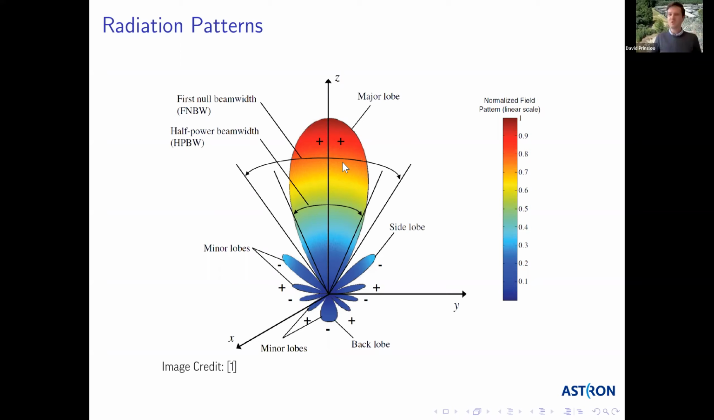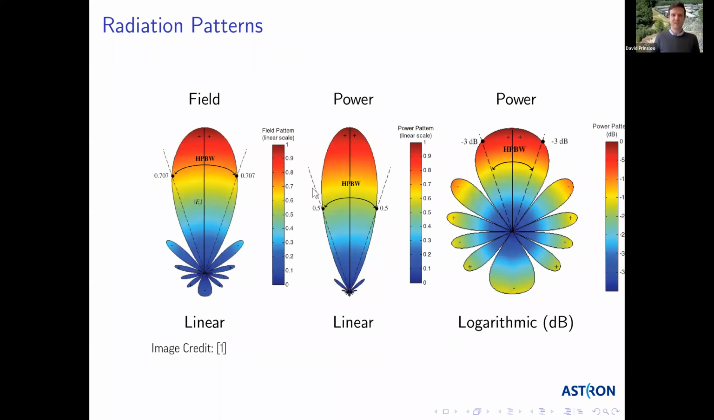So we just quickly look at the half power beam width. Here you can see that in terms of linear scale, of course, this is a factor of square root of 2. So you sit at 0.7 since it's a half power. So the electric field squared gives you your half power beam width.